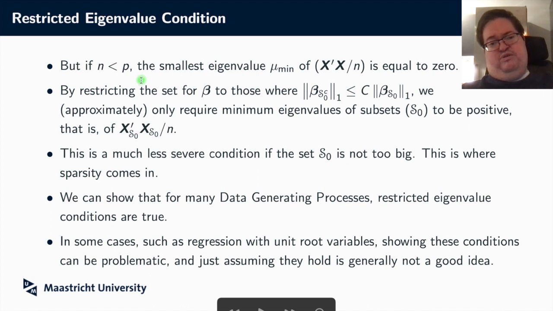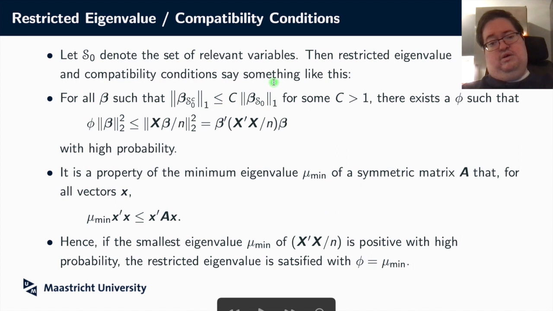Now, eigenvalues are something we actually can say something meaningful about. But once we try to, we also realize directly that if n is smaller than p, so there are more regressors, more variables than observations, then what we've already seen is that this is not an invertible matrix and the smallest eigenvalue is 0. Right? We cannot calculate the inverse. And of course that is a problem because we really need this phi to be larger than 0.